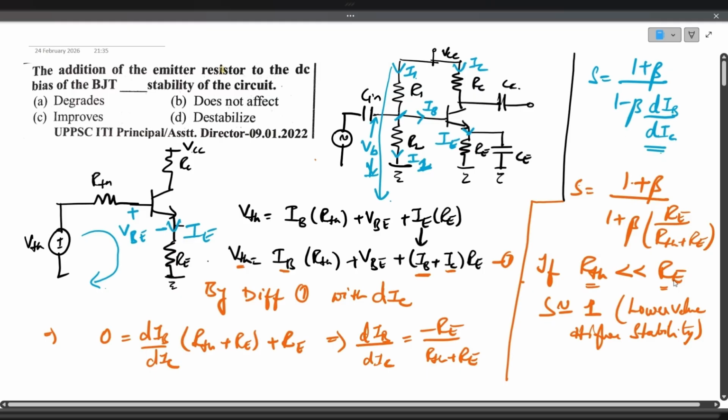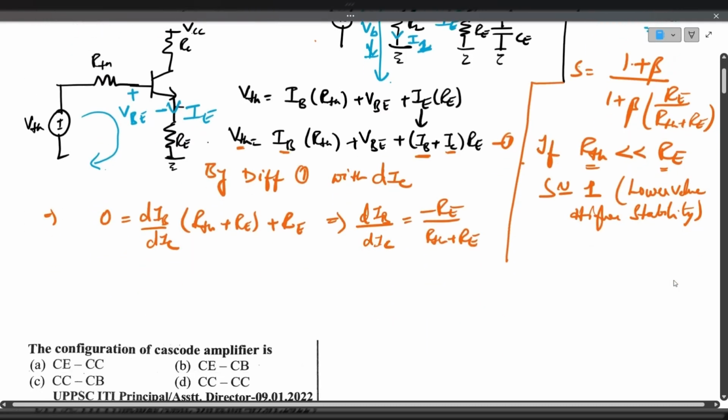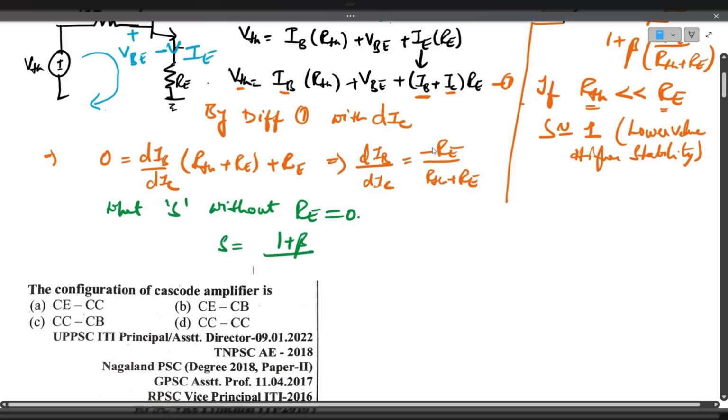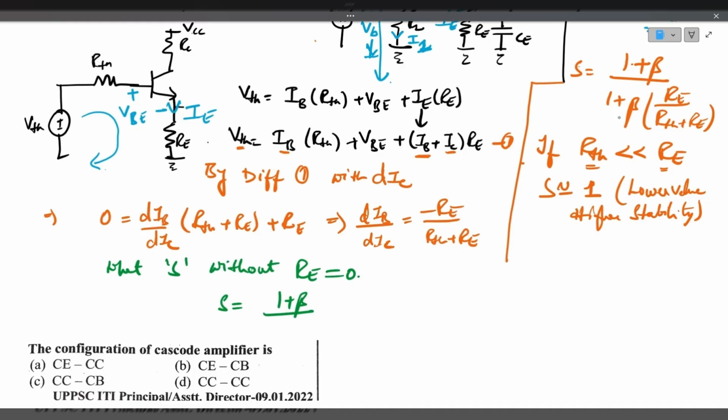But what is the stability factor without RE? That we need to find out. What is stability factor without RE, that is without emitter resistance? Means RE must be equal to 0. So what will be the equation? S is equal to 1 plus beta divided by, this entire factor will be 0. So it will be 1 plus 0. That is equal to 1 plus beta.